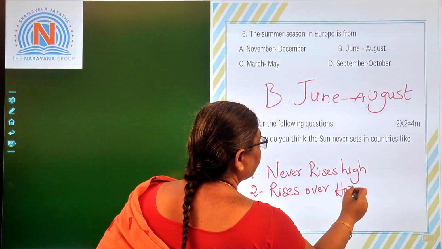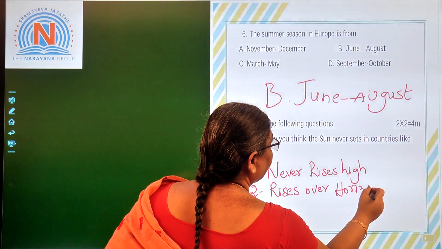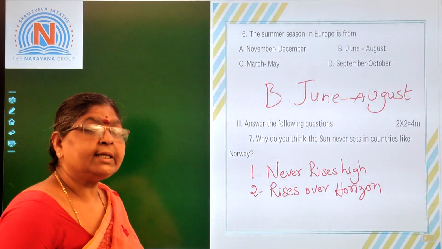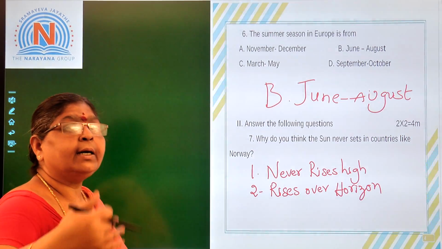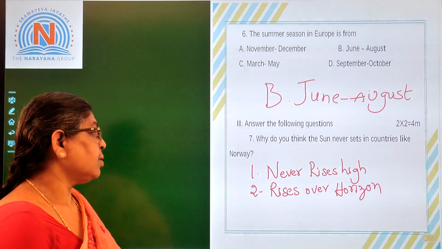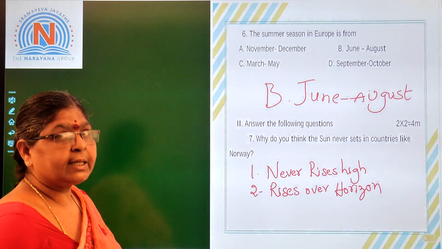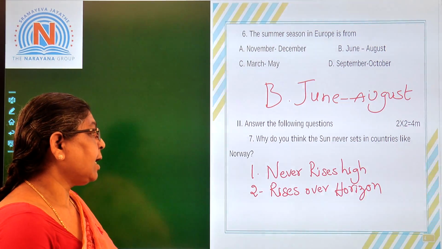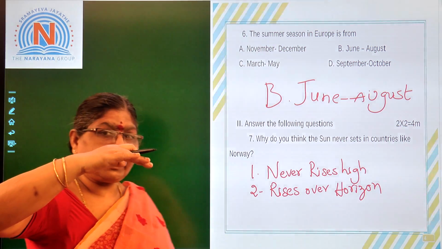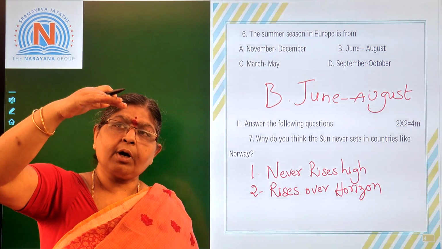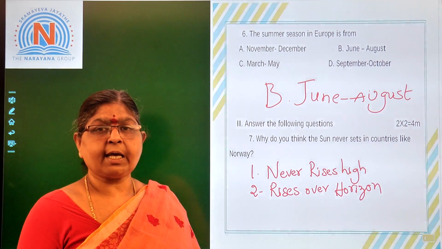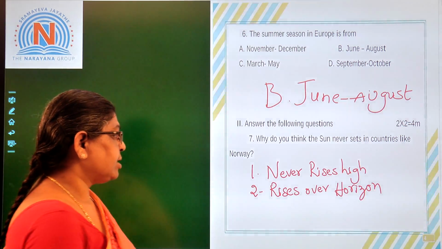Horizon means what? Horizon is the area where the sky and the earth meet. It seems like the earth and the sky are meeting. So in those regions the sun rises just above the horizon, like this it would be there, no? Just above the horizon the sun will appear and it will never sink down. That is the reason the sun never sets in these regions.